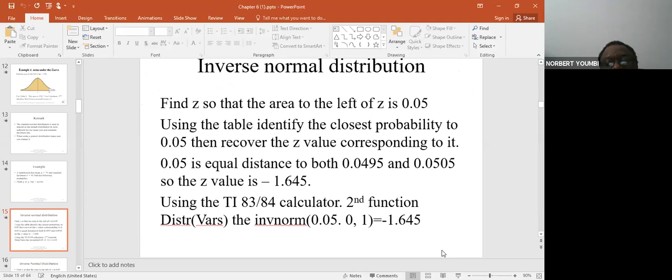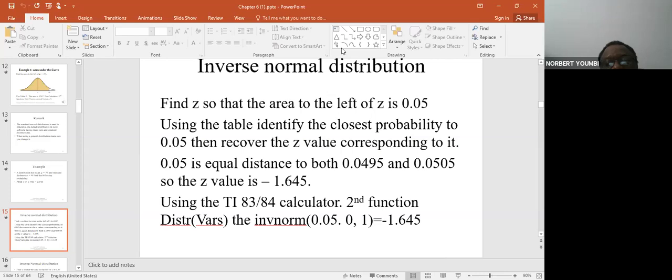Sometimes you have a question about the Z value, so the area to the left, the area to the right, or the area, you are given the area and you want to find the Z value. We call that the inverse normal distribution. For example, if you are asked to find the Z so that the area to the left of Z is 0.05, you can use your TI-83 calculator or you can use the standard table. To use the TI-83, you will do second function and choose the third option, which is inverse normal. With inverse normal, you can just enter the area 0.05 and you will get negative 1.6. The third option, just enter 0.05, enter, you will get negative 1.645.